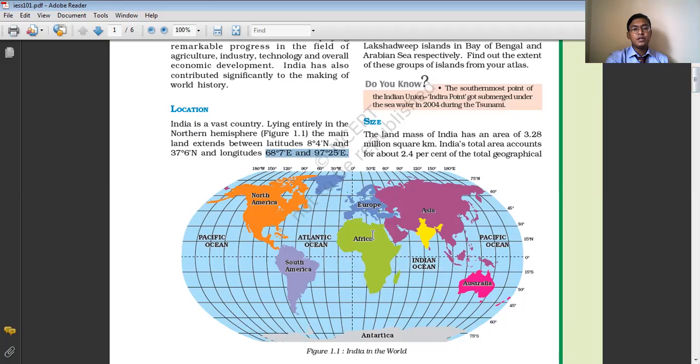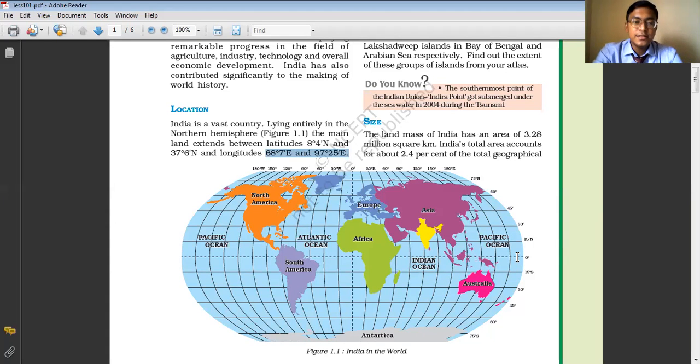So in this globe, you can see that here you can find the Tropic of Cancer, which is a dotted line. And you can see that the equator is there, which is also a dotted line, and this equator divides the world into two halves. The northern half is the northern hemisphere, and the southern half is the southern hemisphere.